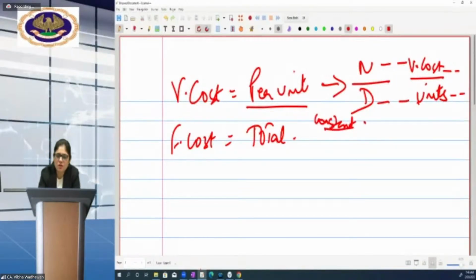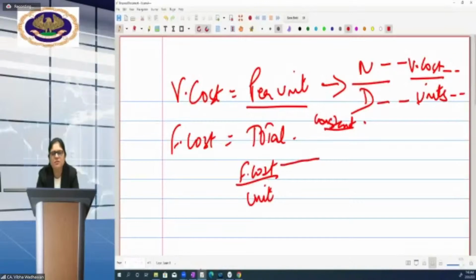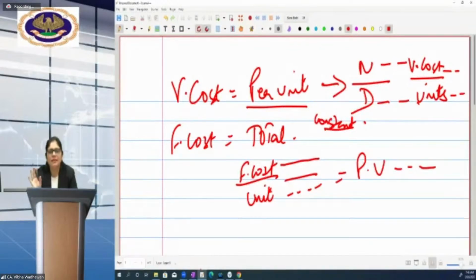But in fixed cost, what happens? Fixed cost divided by units. Fixed cost remains constant, but the units change. That means the per unit fixed cost also changes. Clear? That is the difference. Variable cost changes and the units of production also change in equal proportion, so the variable cost per unit is constant. But fixed cost per unit changes.